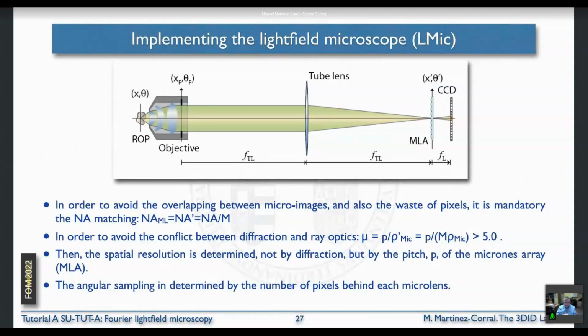So as I told you before, what about the Lightfield microscope? We need to take care about conjugations, I told you. Second, we need to take care about numerical aperture. The numerical aperture of the microlens must be the same as the numerical aperture of the microscope as evaluated in this space, which is the magnified value of the numerical aperture as evaluated in the object space.